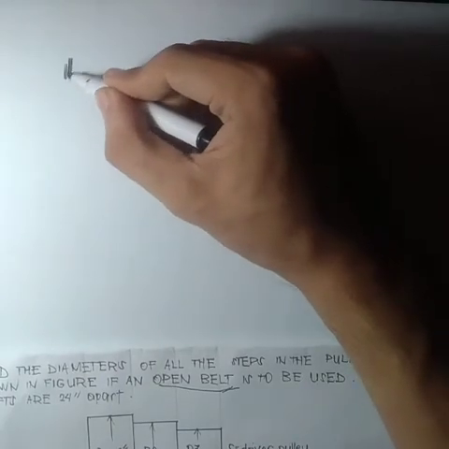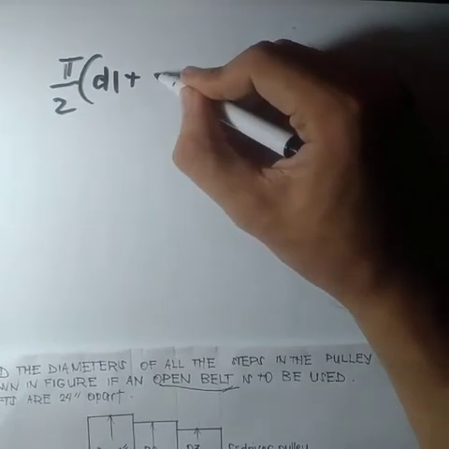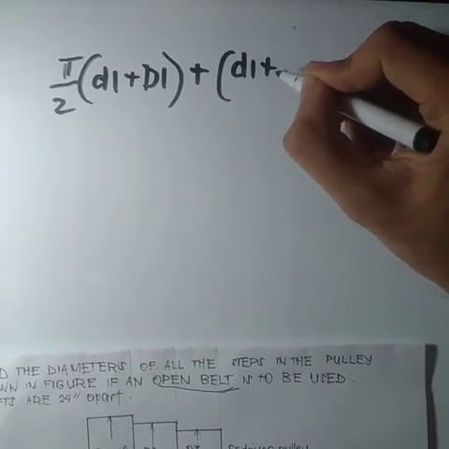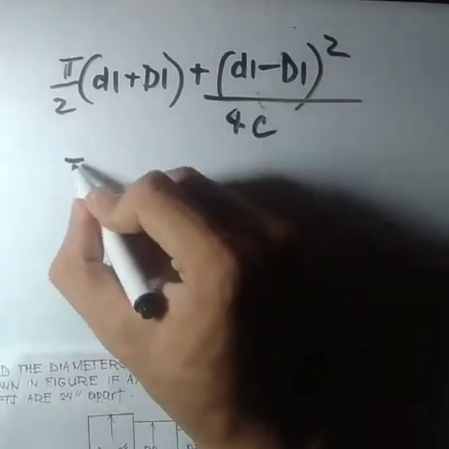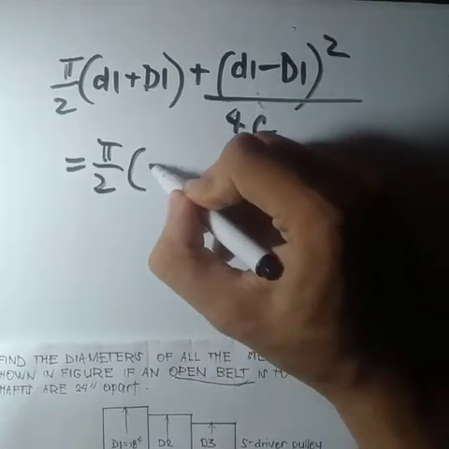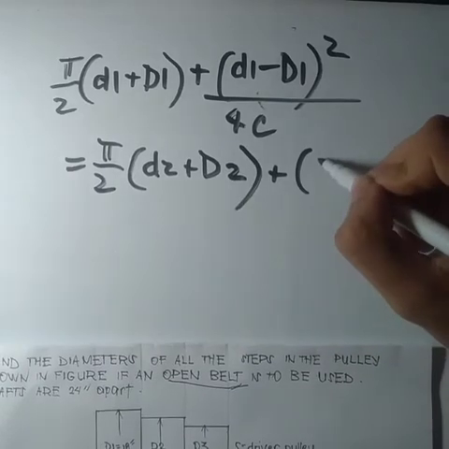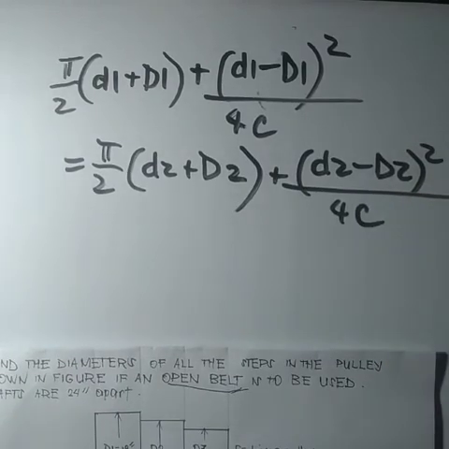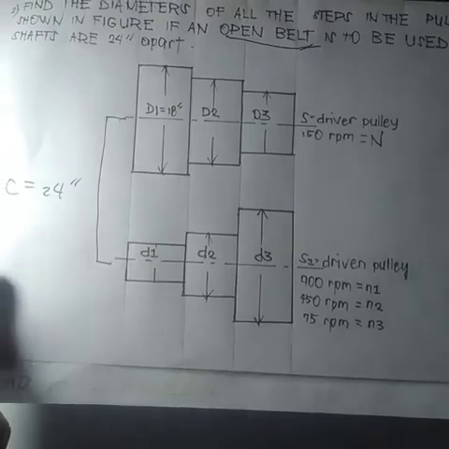So ang madadagdag na formula ay ito po, pi over 2 times D1 of the driven plus D1 of the driver plus quantity D1 of the driven minus D1 of the driver, squared over 4C. That will be equivalent to pi over 2 times the D2 of the driven plus the diameter of the driver 2 plus quantity D2 of the driven minus D2 of the driver, squared all over 4C. So, yan ay isa sa mga formula na kailangan nating tandaan para makuha ang mga missing diameters dito sa ating problem.